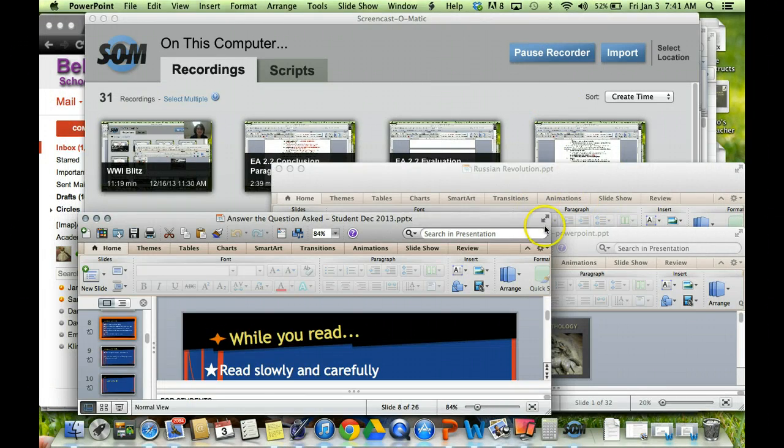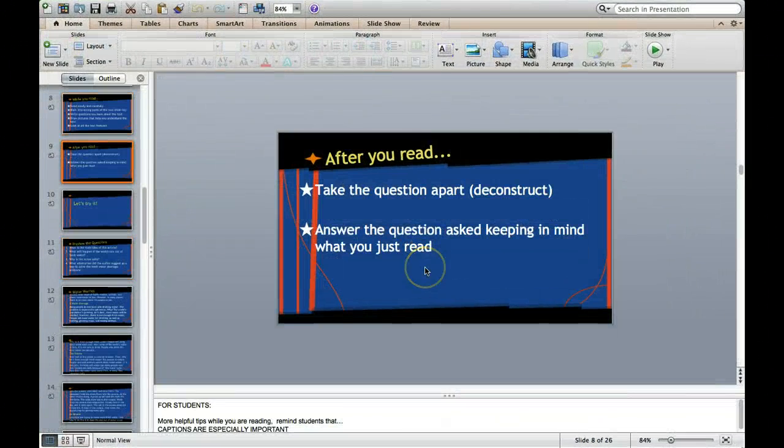Okay, so let me see, where was I? Okay, all right, so here are your hints. Now after you read the question, you want to break the question down. Make sure you understand exactly what it's asking you, and we'll practice that in just a moment.